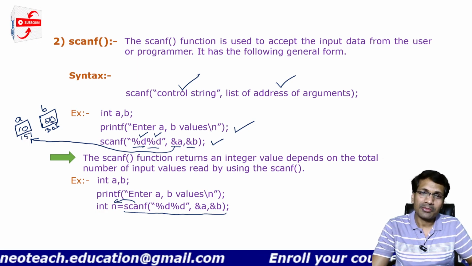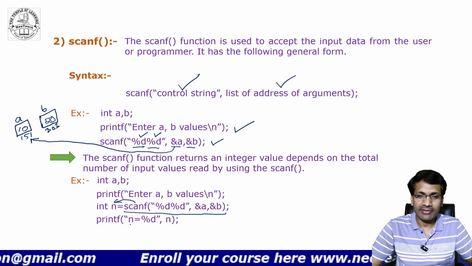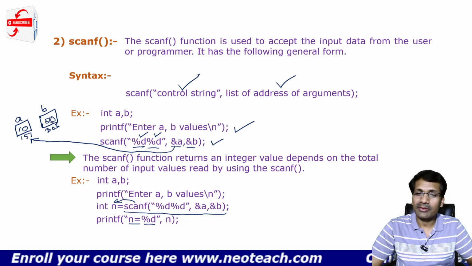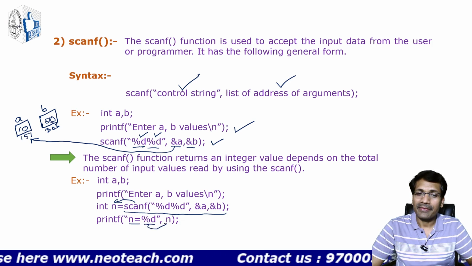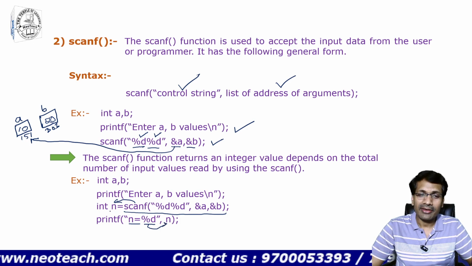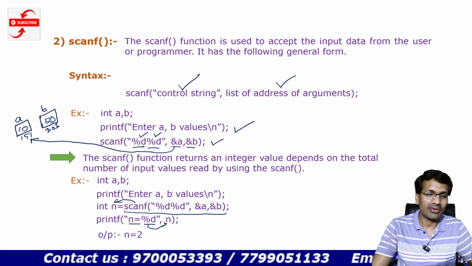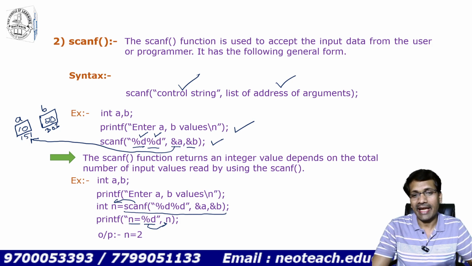Now I want to take the output of the n value. Yes, I can do it here. Simply n is equal to, these are the normal characters, and then a formatting code. Whose value do I want to display here? I want to display this n value. The n value as of now is 2, because we are reading two variables here. So the output is 2. Like this we can use the scanf function.